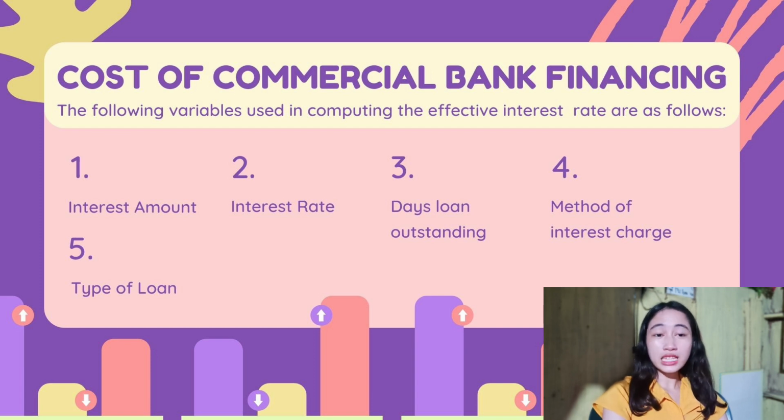Third is the days loan outstanding. This means the amount that is left to be repaid on any loan. Fourth is the method of interest charge, which is how you pay your interest. And the fifth is the type of loan. The type of loan can be a student loan, mortgage loans, and so on.